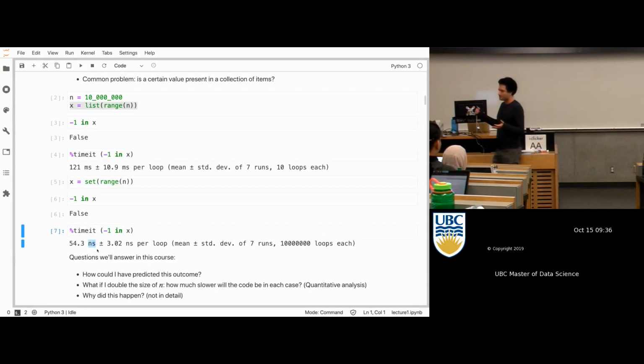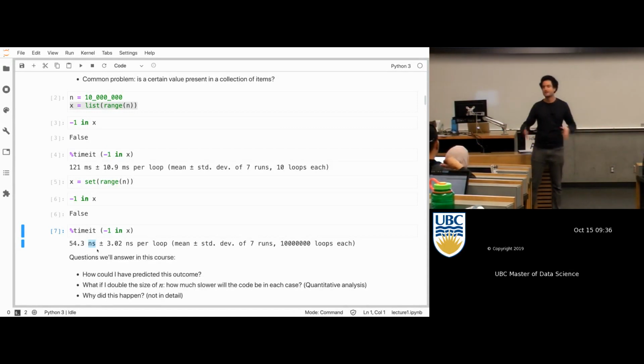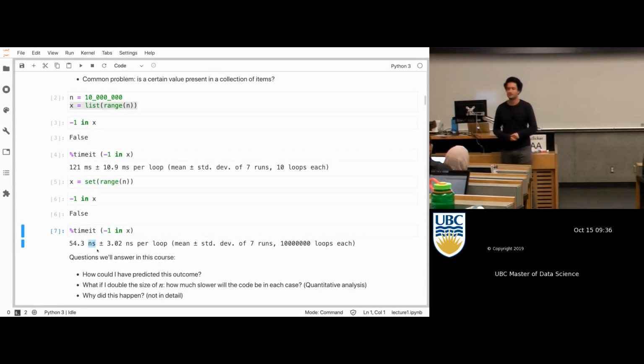So why is that? Why is it so much faster? Or in this case, should I always use set? Because set just seems better. These are the types of questions we're going to be digging into in this course.